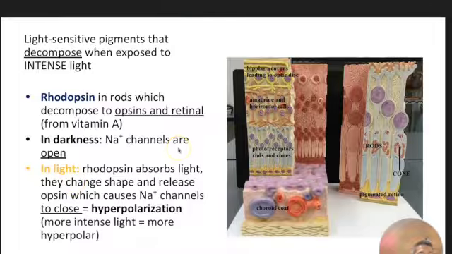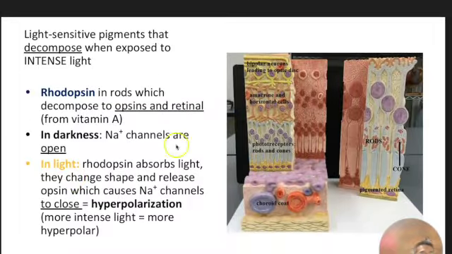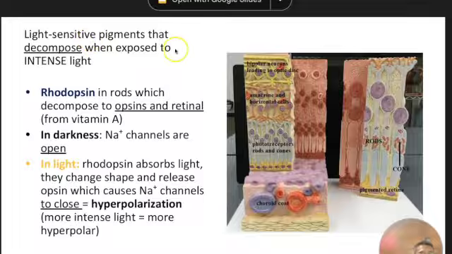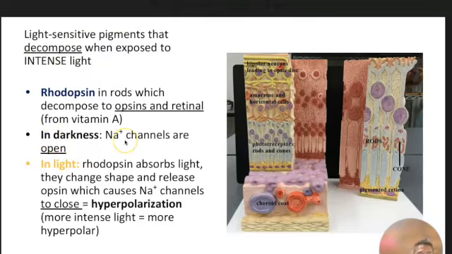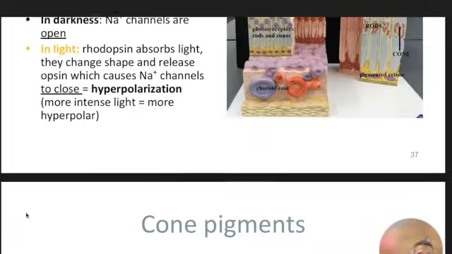So here we can see light sensitive pigments that decompose when exposed to intense light. So in the darkness, sodium channels are open, but in extreme light, it causes the sodium channels to close, so it will not fire. You don't have to worry about that.